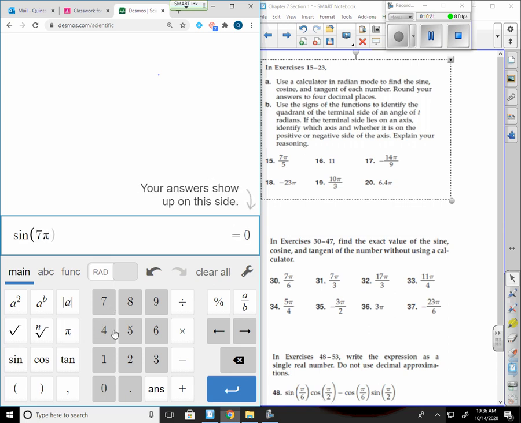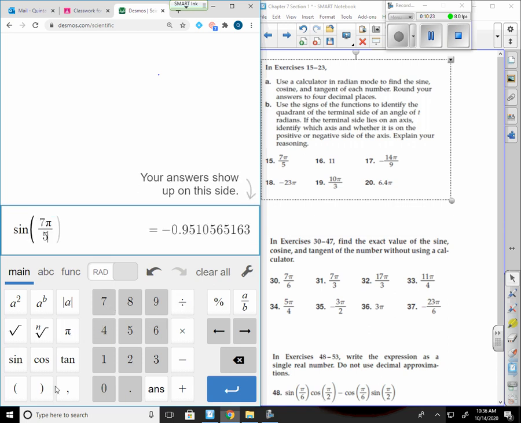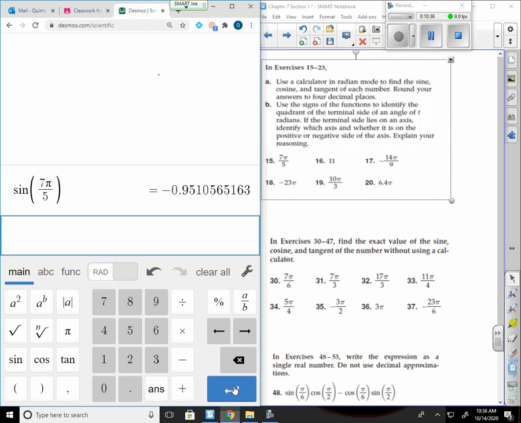I'm not actually mad, I'm just trying to convey to you how important radian mode, I said radio mode, how important radian mode is going to be here. So the sine of that gives me negative. So I know it's in the bottom half of my graph.